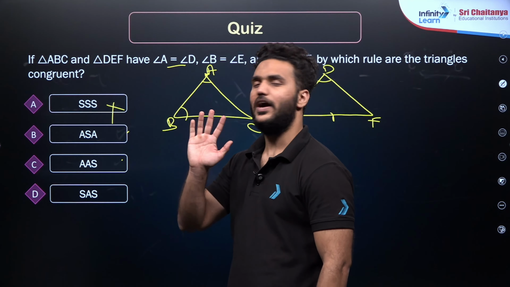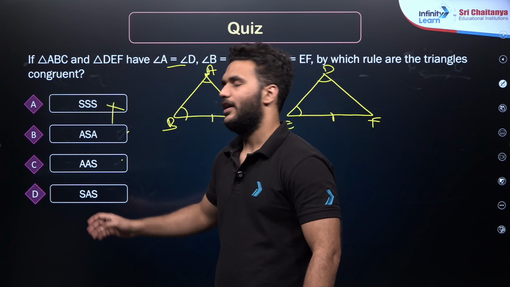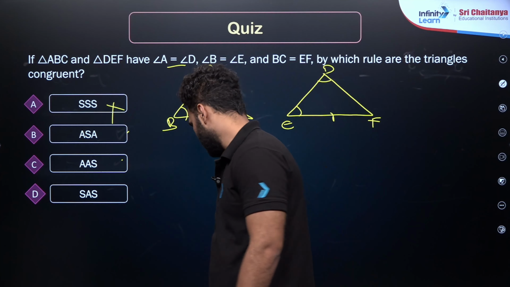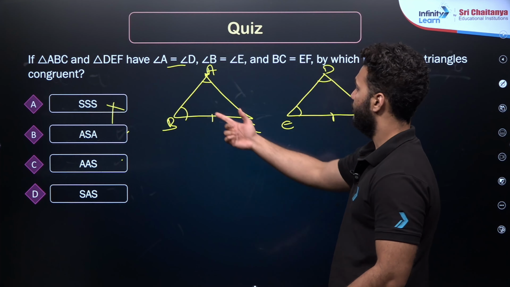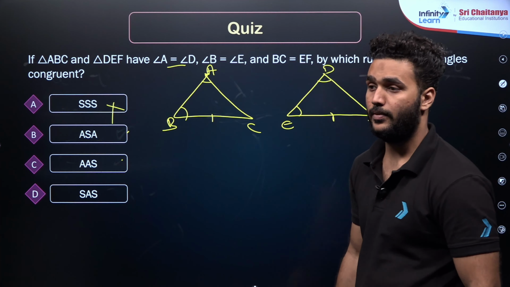There are actually a total of 5 rules to prove two triangles congruent. Four there and one more is RHS. We will talk about that also in the next session. So which one is right? AAS. Option C.